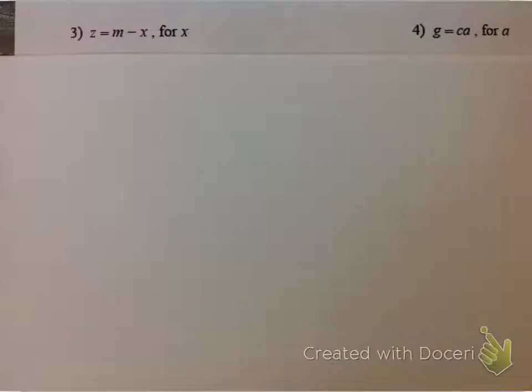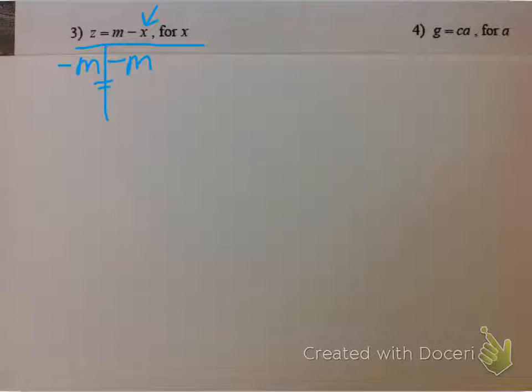Let's look at number 3. First things first, always set up our t-chart. Again, we see that we're solving for x, which is right here. So we need to get rid of the m on this side. So since the m is positive, we're going to do the opposite, which is subtract m. And since we're doing it on this side, we're also going to do it on the other to stay even.